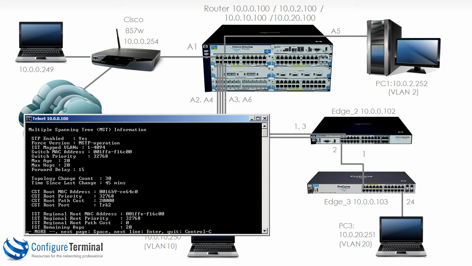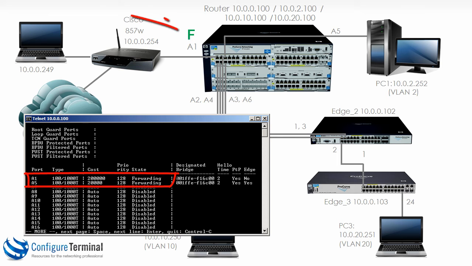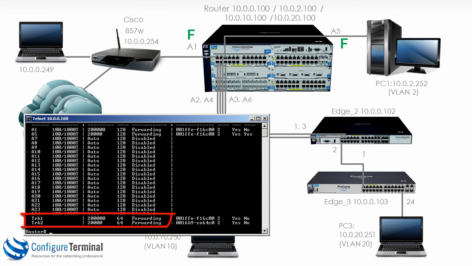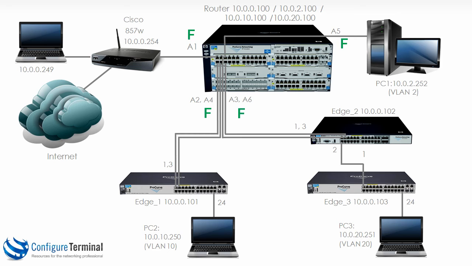If we scroll down, you can see that the switch is forwarding on port A1. It's forwarding on port A5. And if we scroll down further, it's also forwarding on TRK1 and TRK2. So in other words, the switch is forwarding on all ports: A1, A5, TRK1, which consists of port A2 and A4, and TRK2, which consists of port A3 and A6. TRK2 is the root port of the local switch. So in other words, the root of the spanning tree is either edge 2 or edge 3.